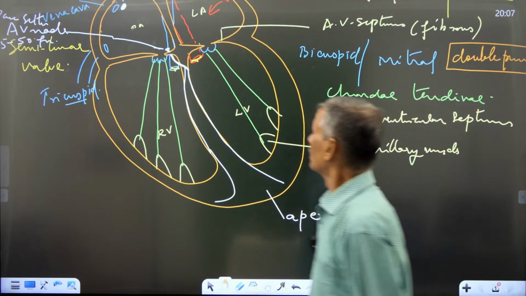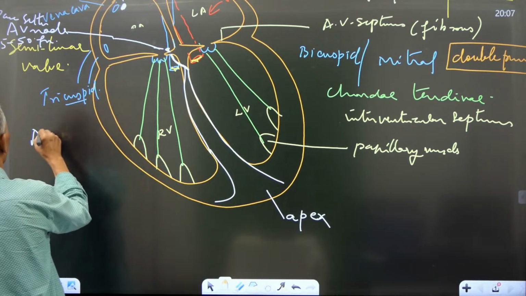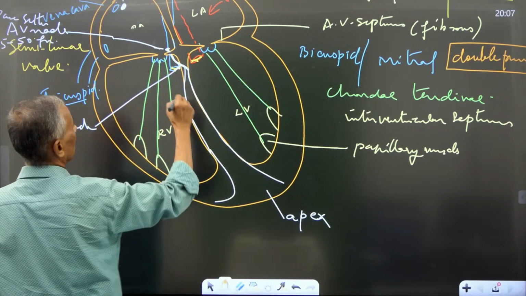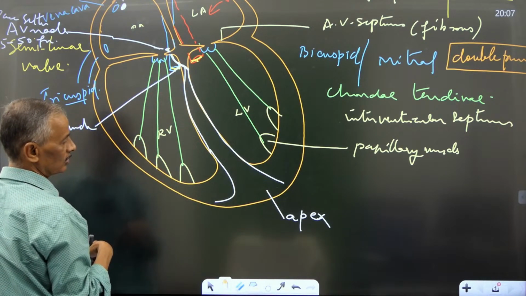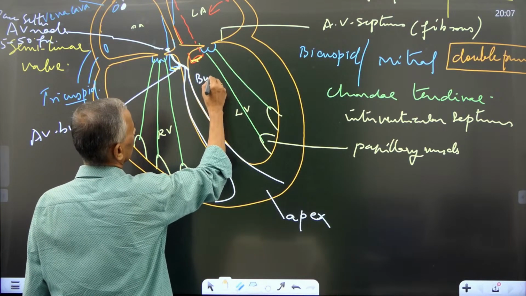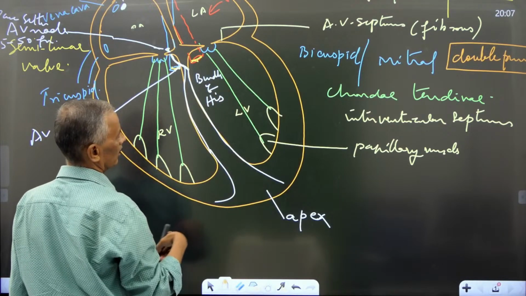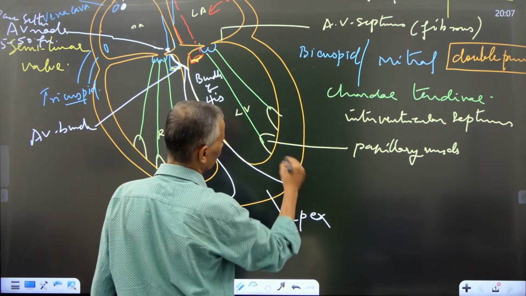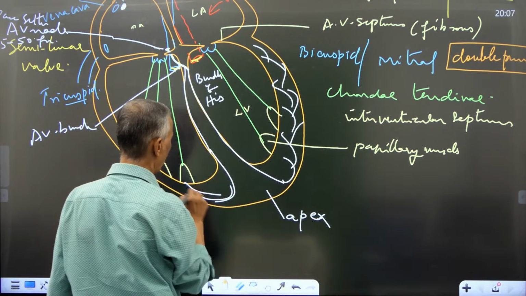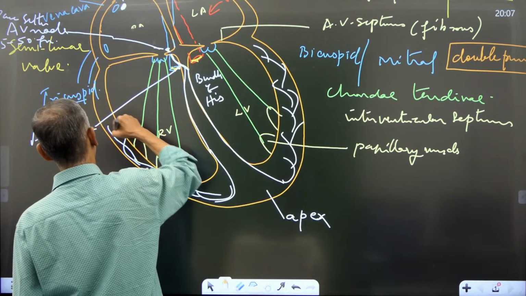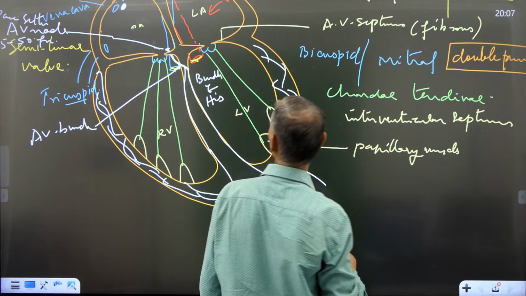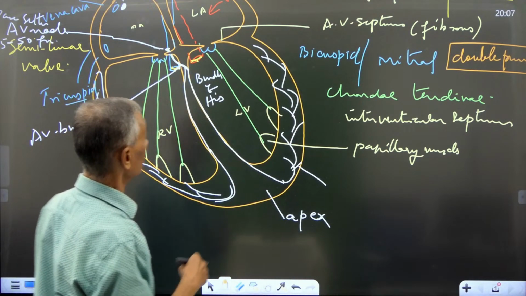This is called AV bundle. This AV bundle branches into a right and a left branch called bundle of His. And after reaching the apex, it branches and gives a number of branches to the entire wall of the ventricles. വെൻട്രിക്കിളിന്റെ ഭിത്തി മുഴുവൻ ഇങ്ങനെ വ്യാപിക്കുന്നു, as very fine branches called Purkinje fibers.